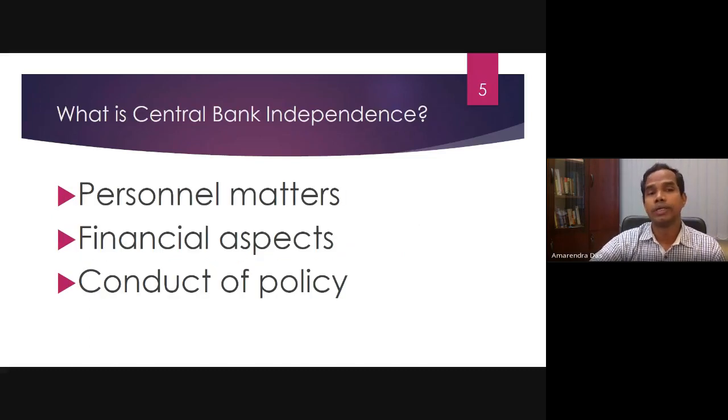Now when we discuss the autonomy or independence of the central bank, we should understand what central bank independence is at all. When we talk about independence, there are actually three dimensions. One is personnel matters, basically the people who are working in the Reserve Bank, the board of governors, all those things, then financial aspects, and then conduct of the policy. We are going to discuss everything in detail.